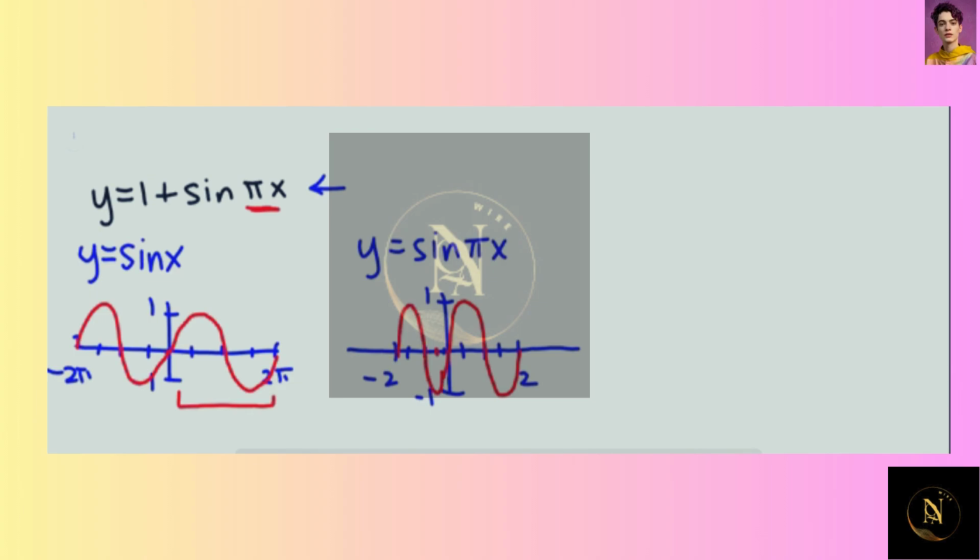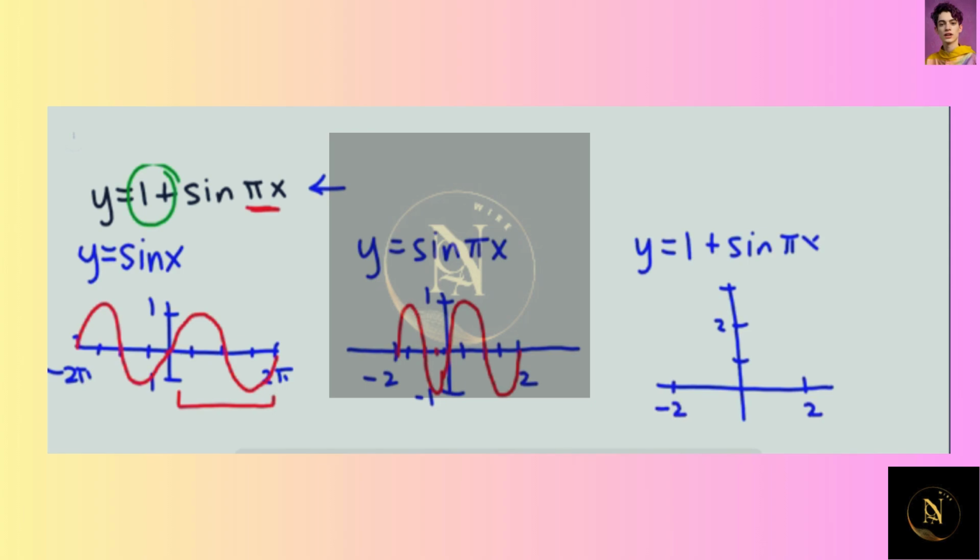Okay, finally we want to add 1 to it. And adding 1 to any graph will shift it up 1. So we want to take what we just drew and shift it up 1. So it was going up to a height of 1 and down to a height of -1. Now it's going up to a height of 2 and down to a height of 0. So we have our sine graph looking like this. Shifted up 1.